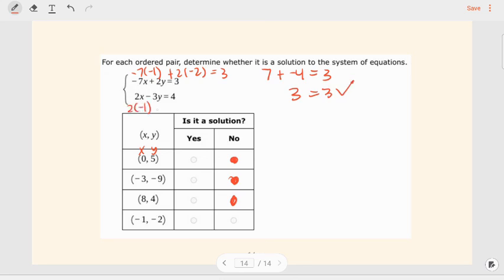2 times -1 minus 3 times -2 equals 4. Well, 2 times -1 is -2. 3 times -2 is -6. And I'm going to add, so -2 plus 6 is equal to 4. And that does work out as well. So I'm going to select yes. Now, this just happens that the last one's yes on both of these problems. Make sure you don't just assume that, and make sure you don't just assume that there's one solution. Sometimes I may have more than one.